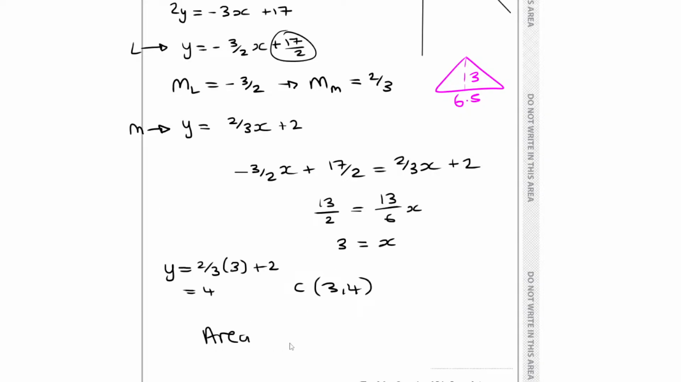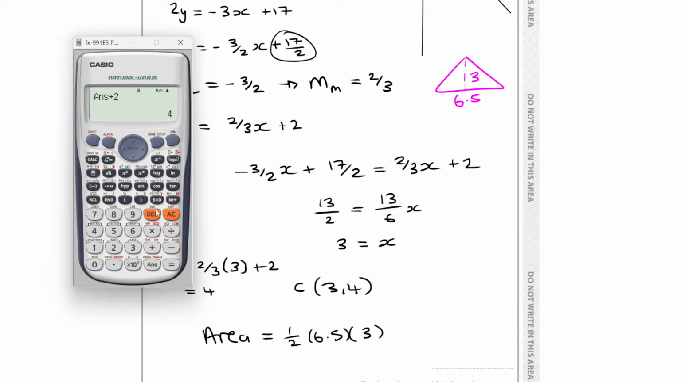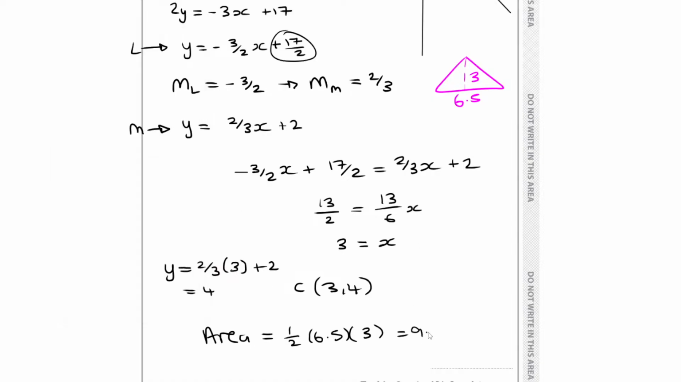So the area of a triangle is half base, which was 6.5, times the height, which is 3, or you could do base times height over 2, doesn't really matter. So 0.5 times the base, which was 6.5, times the height, which was 3. 9.75, as you said. There's no units because it's just coordinates. So there's your answer for that one.